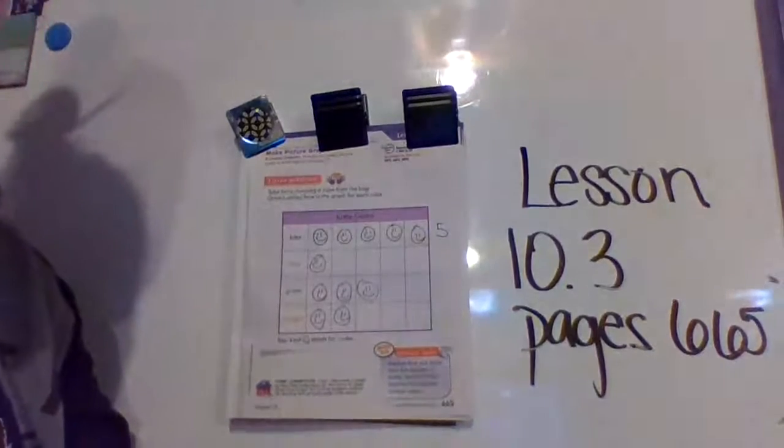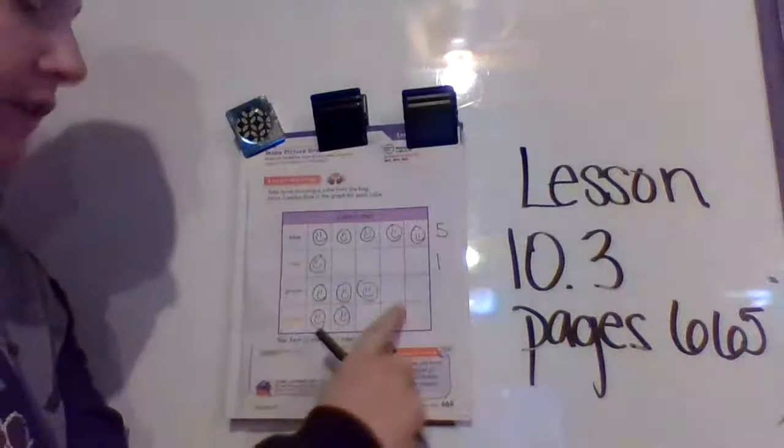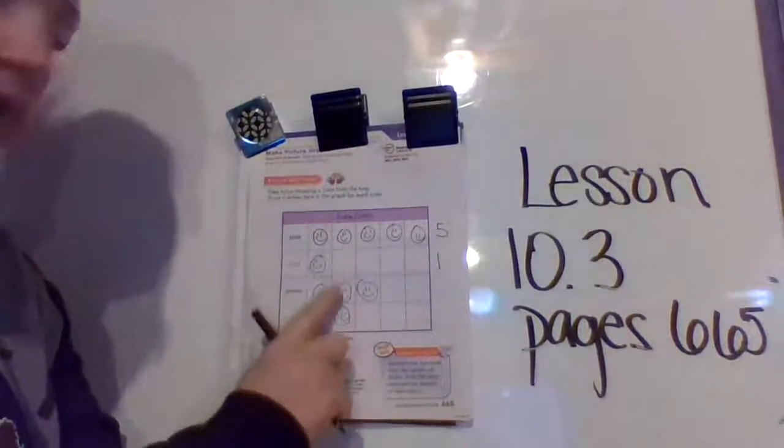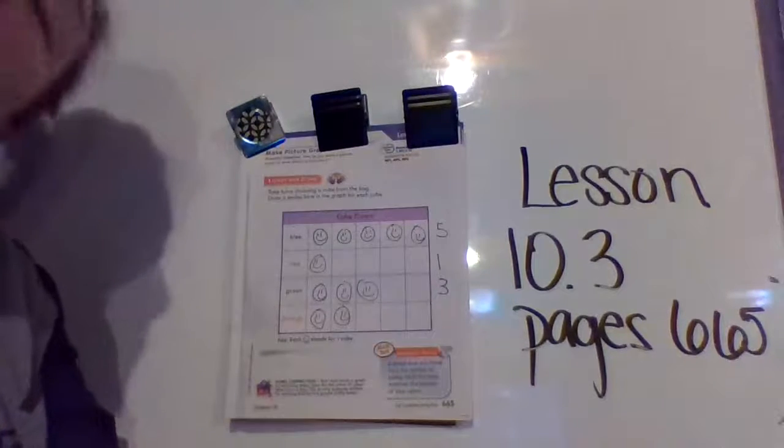How many reds did we pull out? Just one. I thought we had more red markers. How many greens did we pull out? 1, 2, 3 greens. And how many oranges did we pull out? 2.